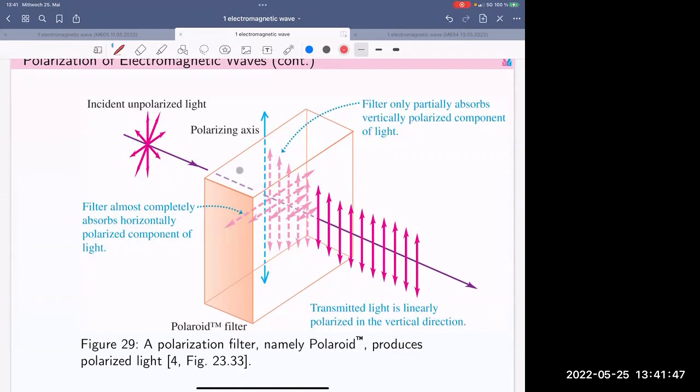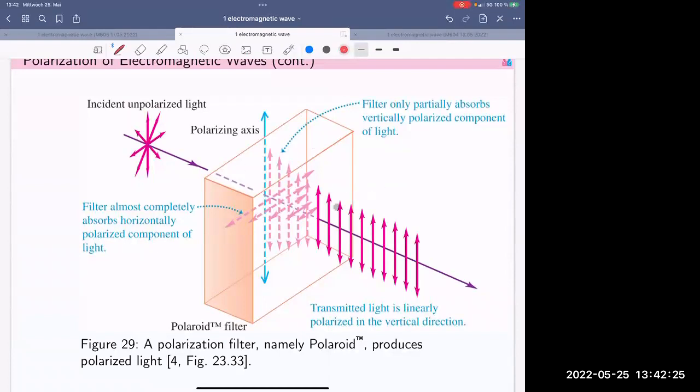Wait, what time do I have to finish? 330205, what time is that? Where is it? 14, right? Oh, still long.